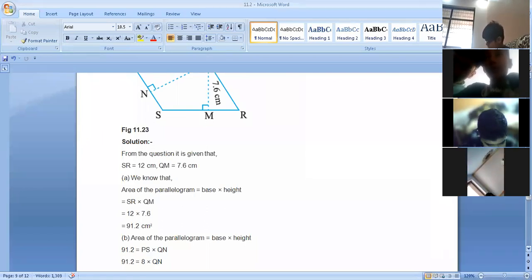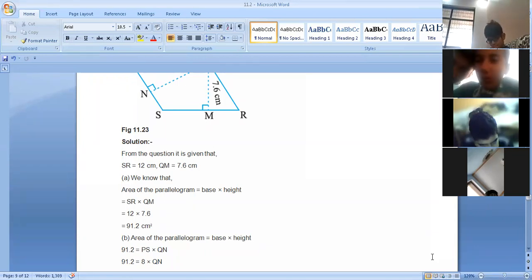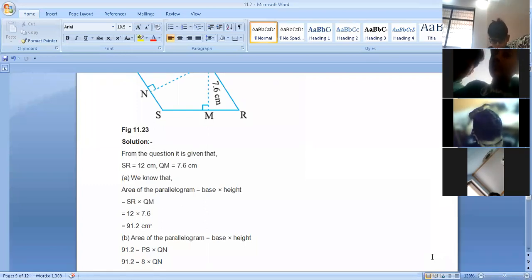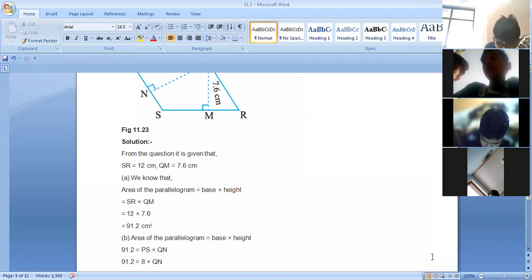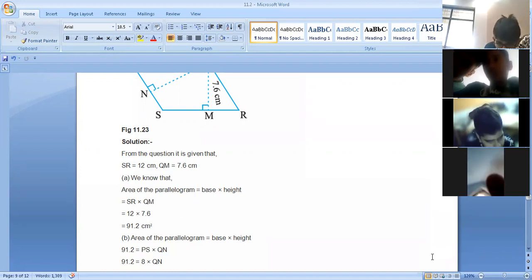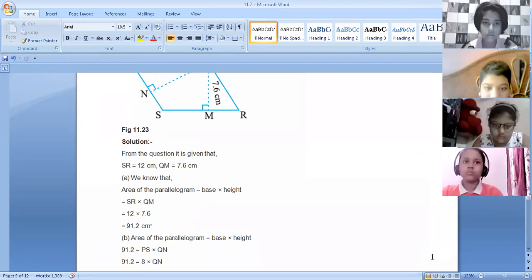Yes, you have to divide it. 91.2 will be divided by 8, then only you will get QN. Solve it and tell me. Yes, 11.4, right answer. Lakshya Chandra, Astha. That's right.